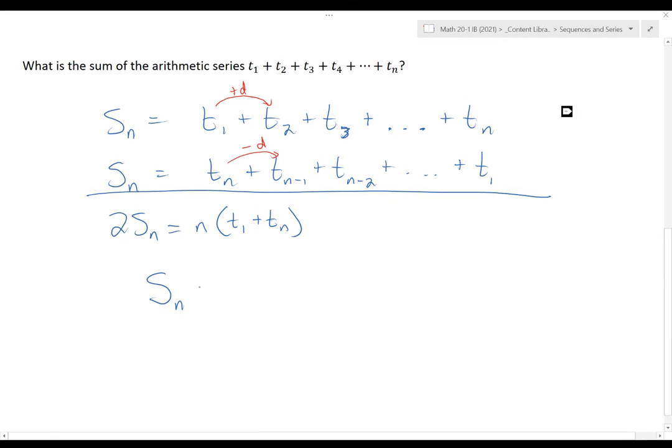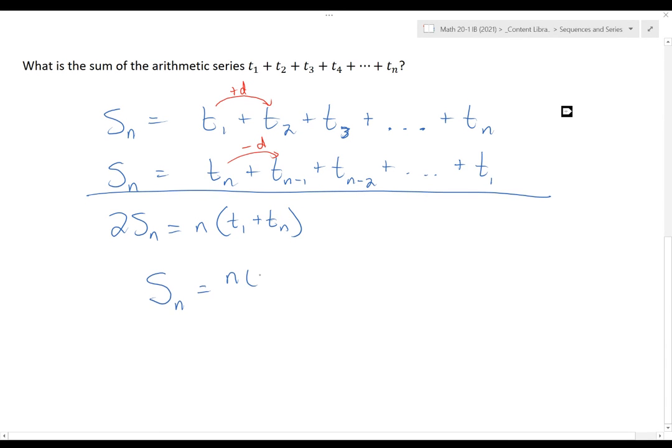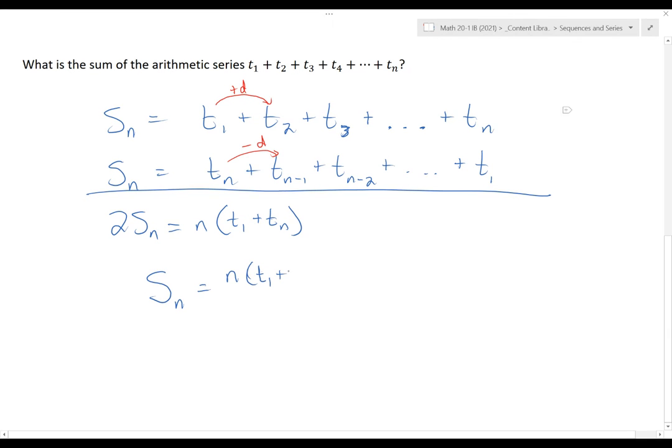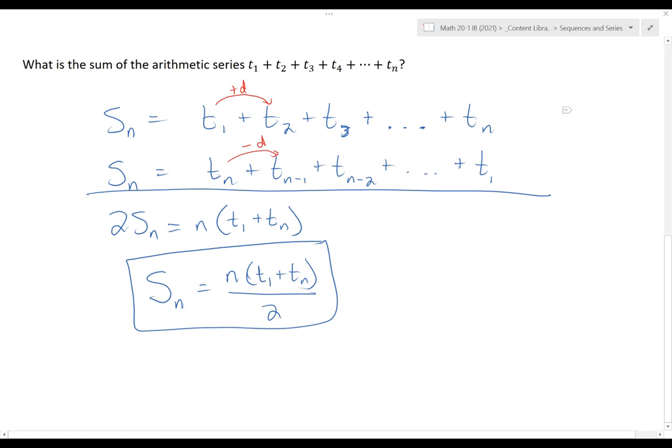So the general formula for the sum of the first n terms of an arithmetic series is n times (t1 plus tn) divided by 2. And that will work for every arithmetic series.